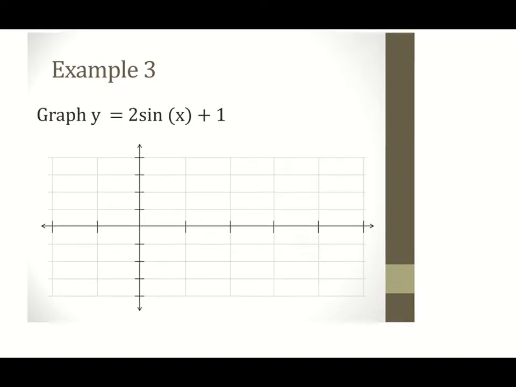All right, so example number 3, graph y equals 2 sine of x plus 1, where we start to put some things together, because here we have 2, which is our amplitude, and then we have plus 1, meaning that our whole graph is going to shift up 1. So we're kind of putting together our amplitude and our vertical shifts here.